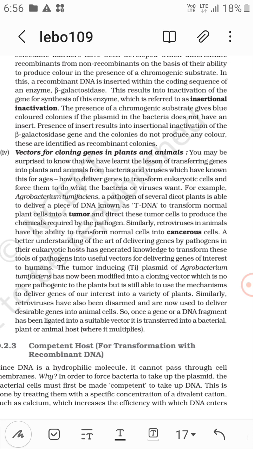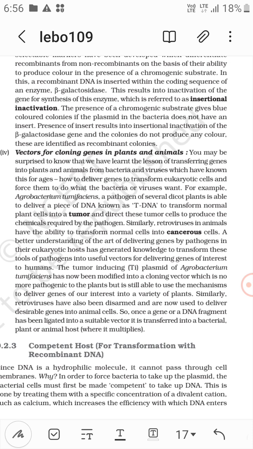A better understanding of the art of delivering genes by the pathogen in their eukaryotic host has generated knowledge to transform these tools of pathogens into useful vectors for delivering genes of interest to humans. The tumor-inducing plasmid of Agrobacterium tumefaciens has now been modified into a cloning vector which is no more pathogenic to plants but is still able to use the mechanism to deliver genes of interest into a variety of plants. Similarly, retroviruses have been disarmed and are now used to deliver desirable genes into animal cells.